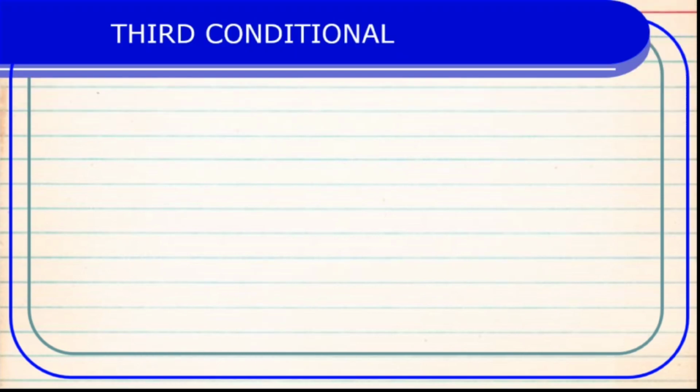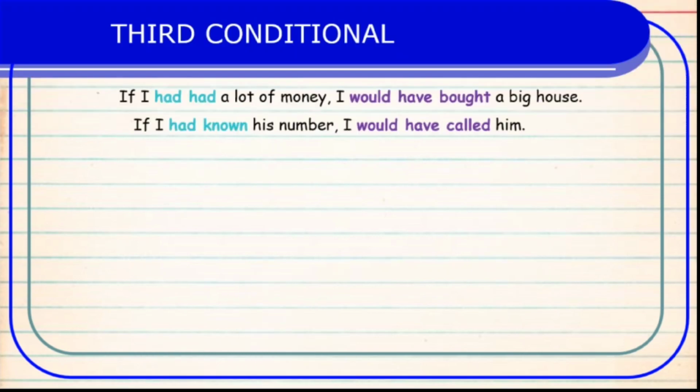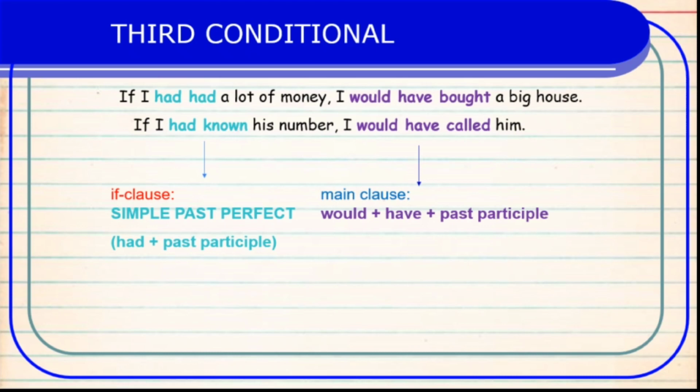Now let's have these examples. If I had had a lot of money, I would have bought a big house. If I had known his number, I would have called him. If we look at the structure, in the if clause, the verb is in past perfect form. What do we mean by it? It is the use of the word had plus the verb in past participle form.